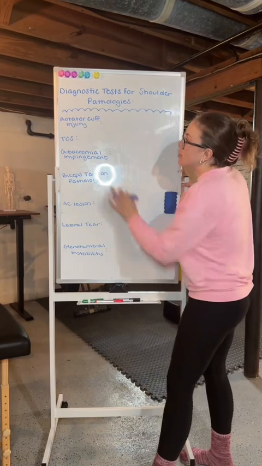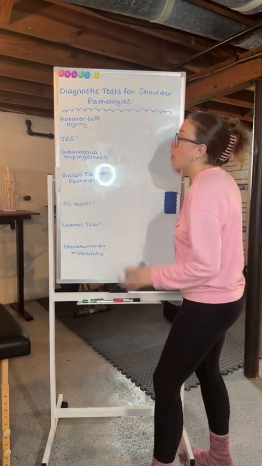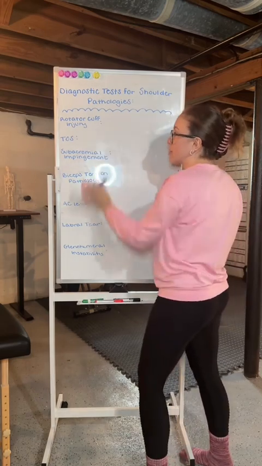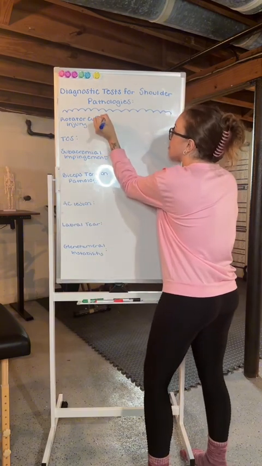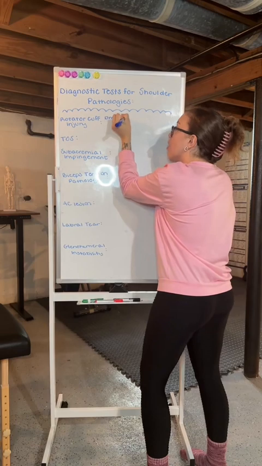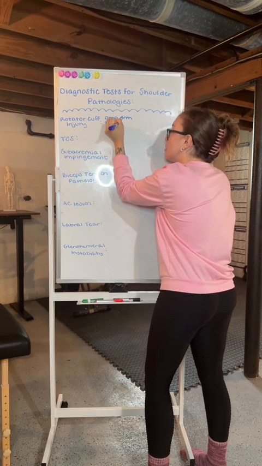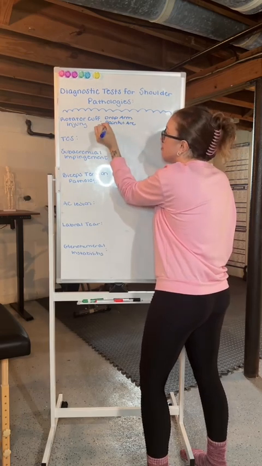So our very first one is rotator cuff injury, and this one actually does have a test cluster. Only two of these on this list have a test cluster, one of which being rotator cuff injury. The cluster includes 3 tests, and they are the drop arm sign, our painful arc, and the infraspinatus manual muscle test.